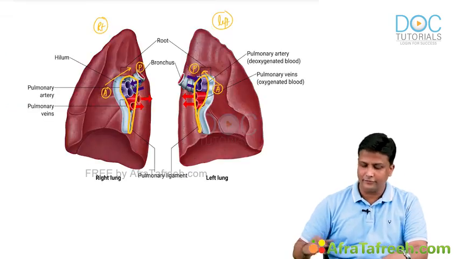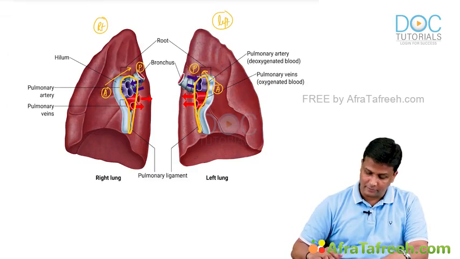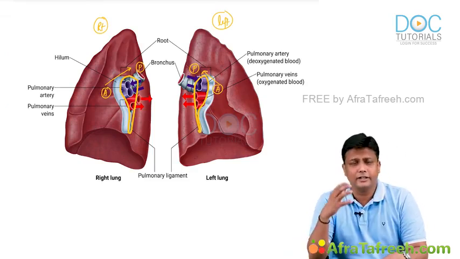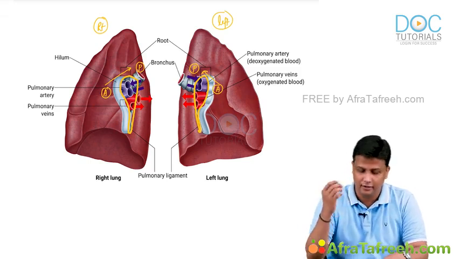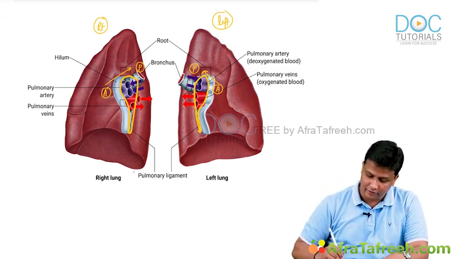It is nothing but the modification of visceral pleura only. What is the pleura that is covering the lungs or adherent to the lungs, the inner one? That is visceral pleura only. That visceral pleura is reflecting there, and you can see this additional part here which is referred to as the pulmonary ligament only.